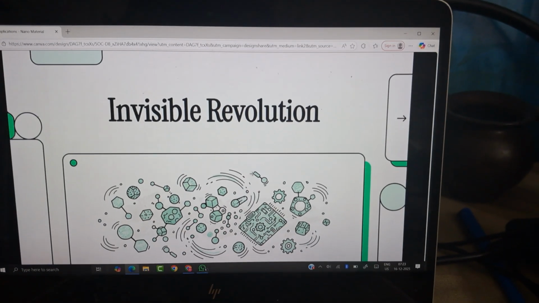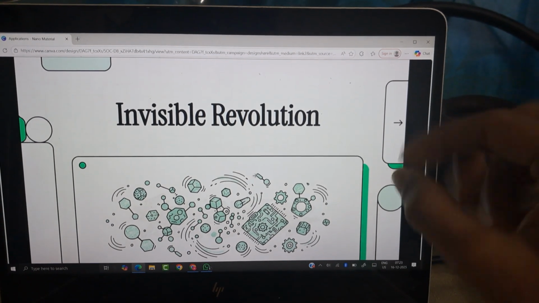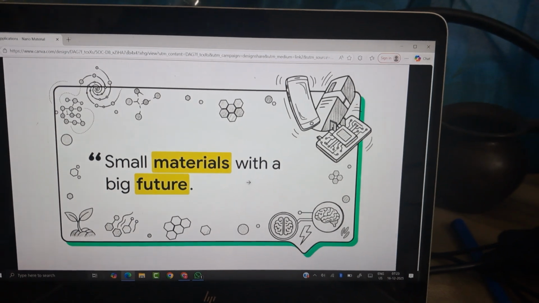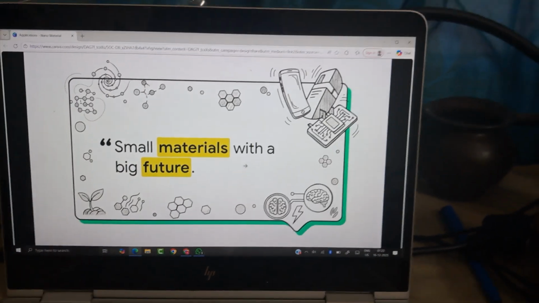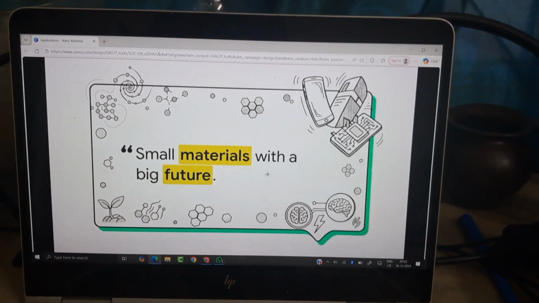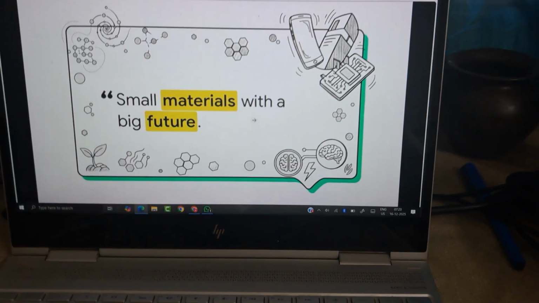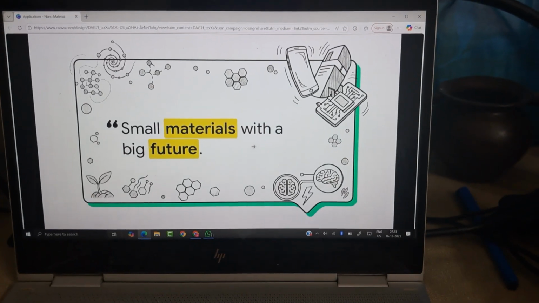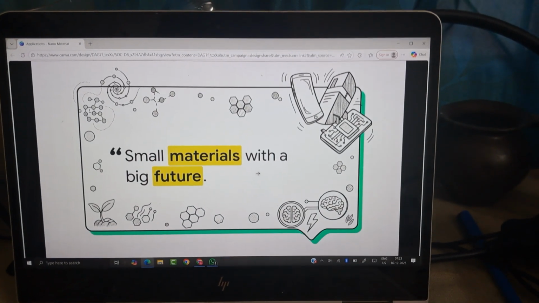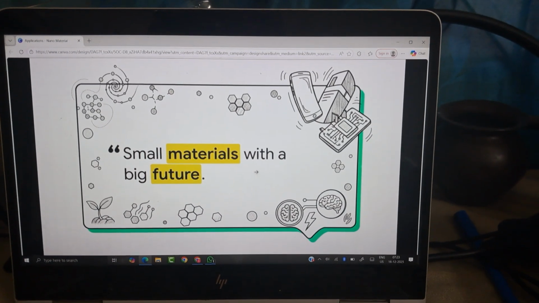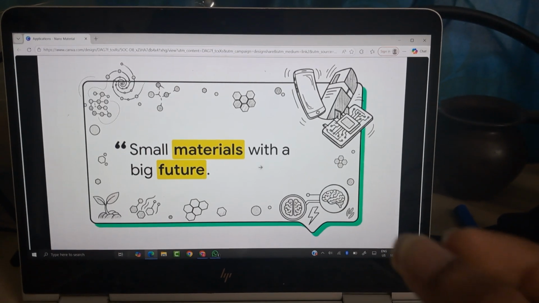So for the evolution of technology, these nanomaterials are very useful. Nanomaterials are very small, but they have a very big future. Small materials with a big future. Because of nanomaterials, there are many advantages and many applications. They are necessary in today's world and in the future world. So, small materials with a big future.